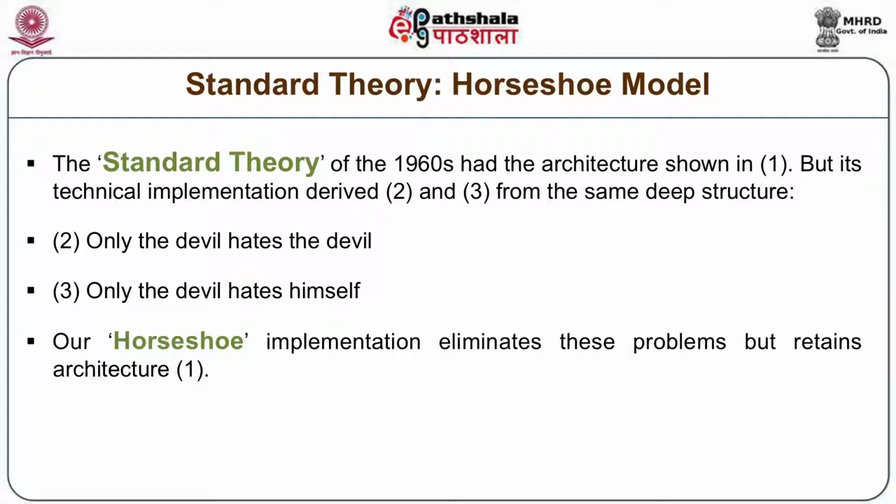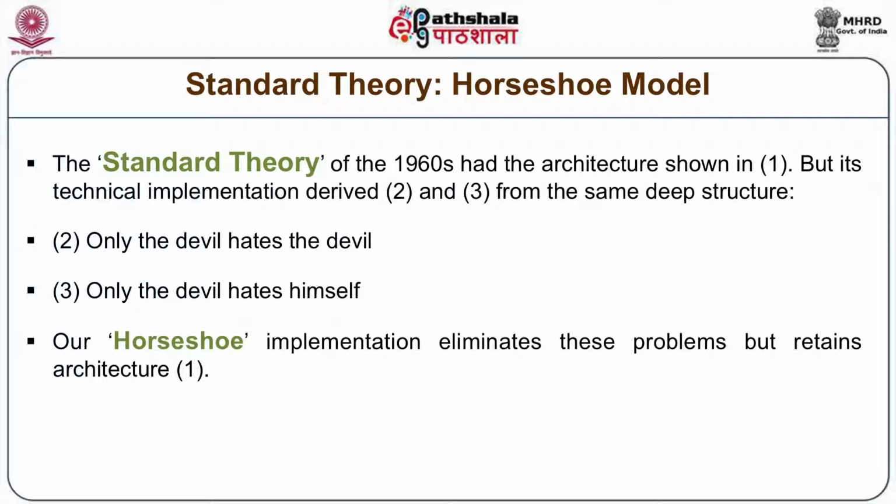The main mistake made in the 1960s that is corrected in this horseshoe implementation was the fact that back then the generative grammarians had adopted an exceptionally mechanical and rigid approach to the question of co-reference. As a result, they were unable to address the difficulty that only the devil hates the devil and only the devil hates himself have different meanings.